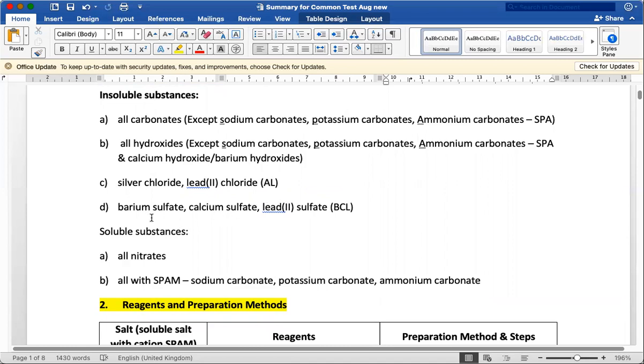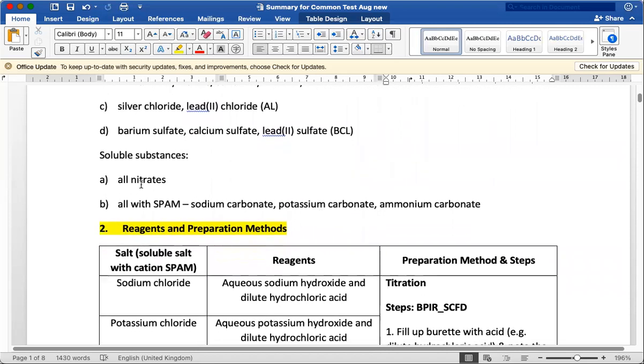Okay, next one is sulfates. Barium, calcium, lead 2 sulfate are all insoluble. The rest of the sulfates are all soluble. My student has a way of remembering this. She used the subjects that she learned, bio, chem, and physics, because for lead, the symbol is Pb, it starts with P. So that's how she remembered. But for me, I have another way. I just call them BCP. So if it's not these three, then all sulfates are soluble.